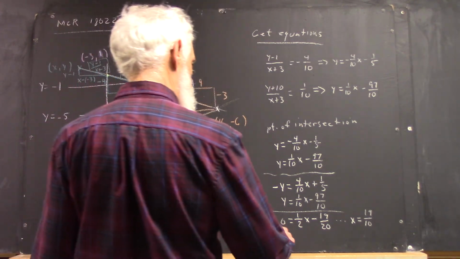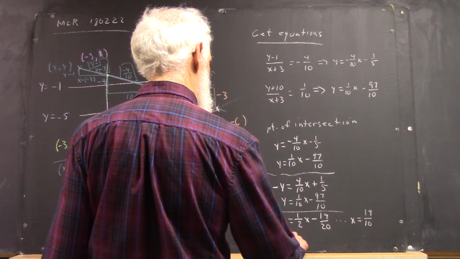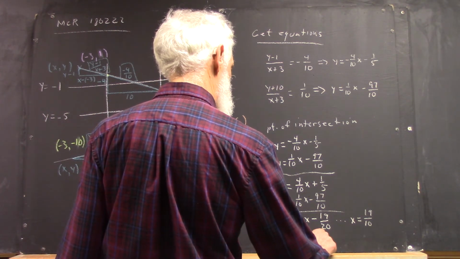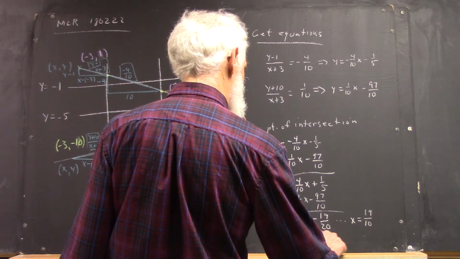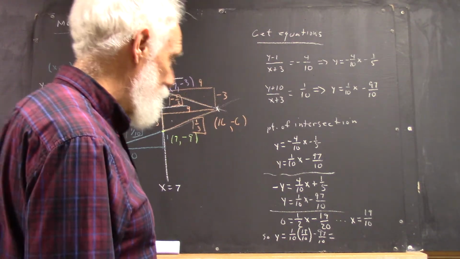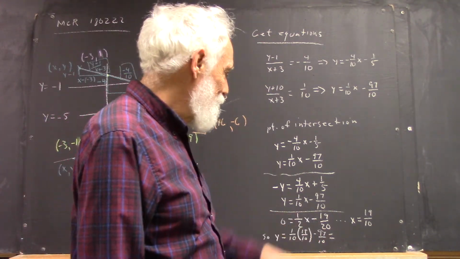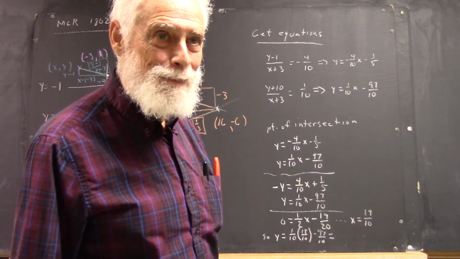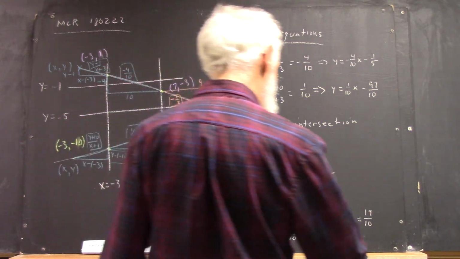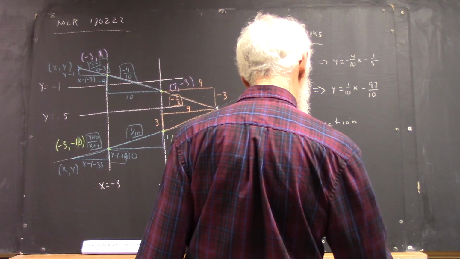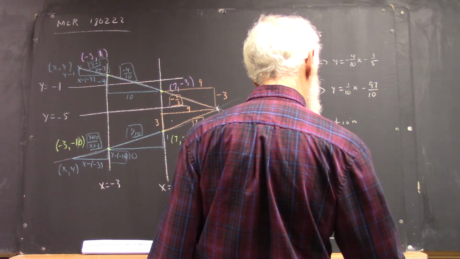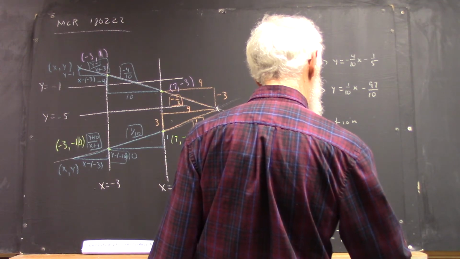Okay, so y equals 1/10 of 19/10 minus 97/10. Okay? And you're not going to like this any better. But that's going to be 19 minus 970 over 100, sorry, which is negative 951 over 100. Well, this is 1.9, and this is negative 9.51.